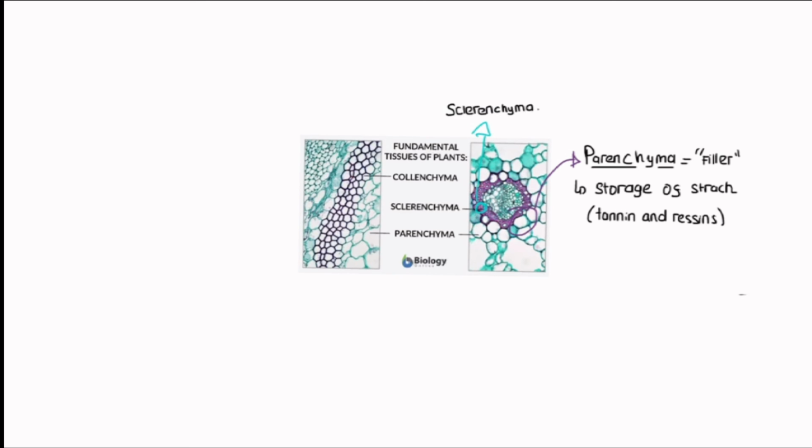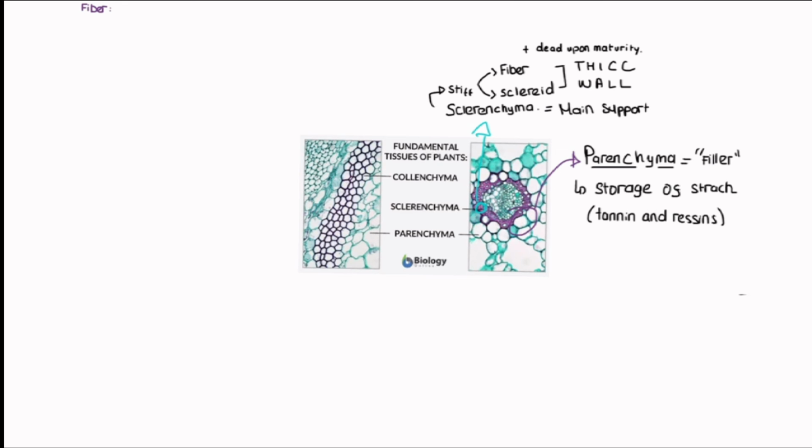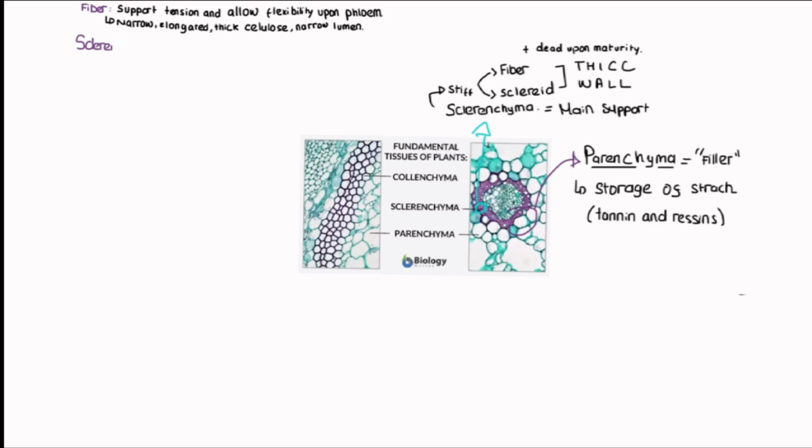The sclerenchyma is the main support tissue of the phloem, which provides stiffness and strength to the plant. Sclerenchyma comes in two forms, fibers and sclereids. Both are characterized by a thick secondary cell wall and are usually dead upon their maturity. The best fibers, which support the tension strength while allowing flexibility of the phloem, are narrow, elongated cells with walls of thick cellulose, hemicellulose, and lignin, and a narrow lumen or inner cavity.